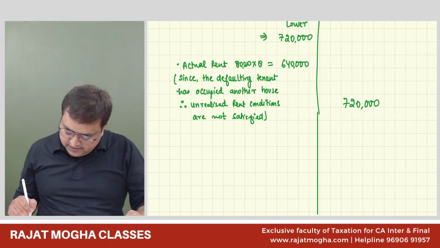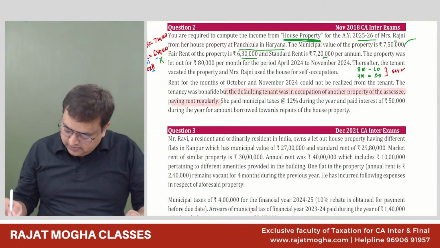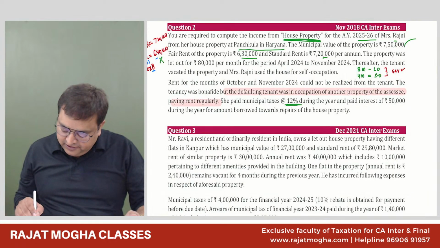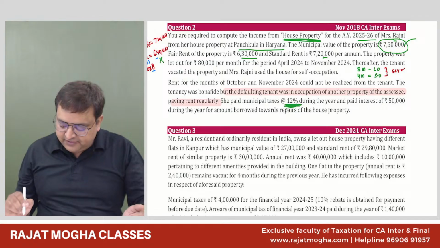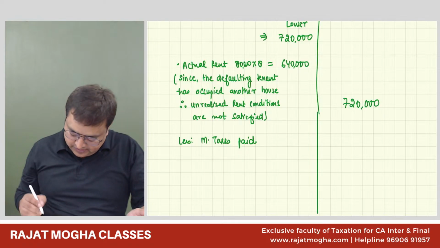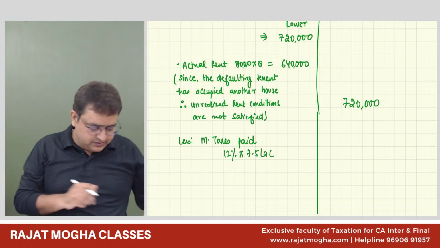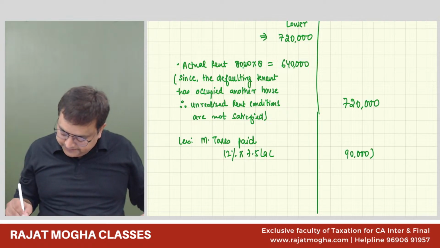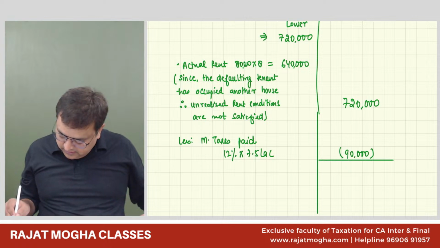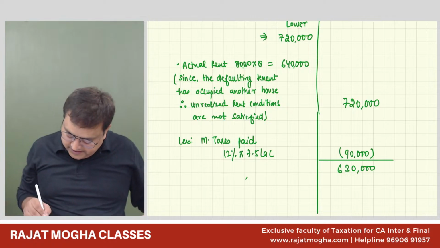Now from GAV, less municipal taxes paid. Municipal taxes paid is 12% during the year. So 12% of what? 12% of the municipal value. Municipal value was 750, so 12% of 7.5 lakh is 90,000. Correct, 90,000. So 6,30,000 would be my NAV.